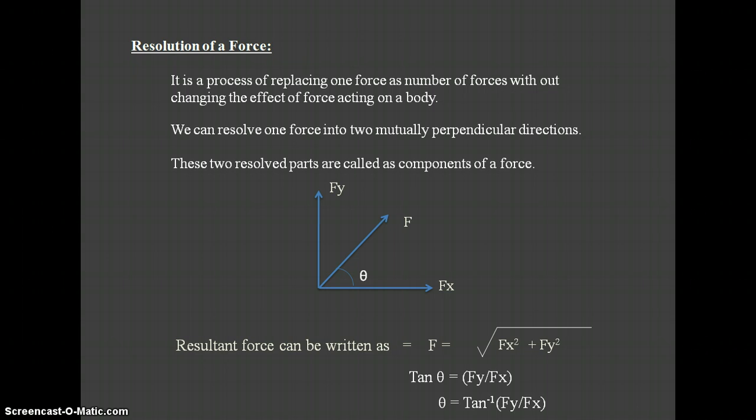So like this, we can resolve a force into two components, that is in horizontal direction and perpendicular direction. And we can also find out the theta, that is the inclination of the resultant force with respect to the horizontal line, by tan theta equal to Fy by Fx. So this is about the system of forces and resolution of a force into two components.